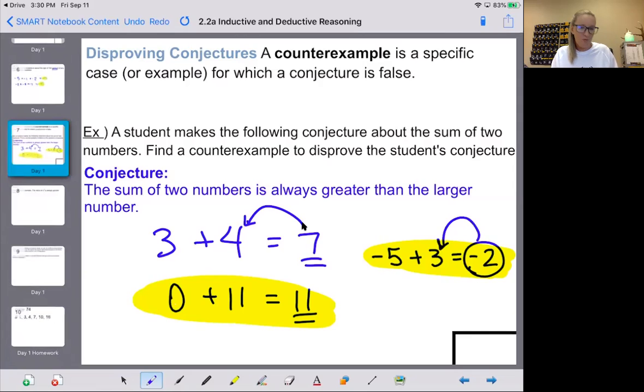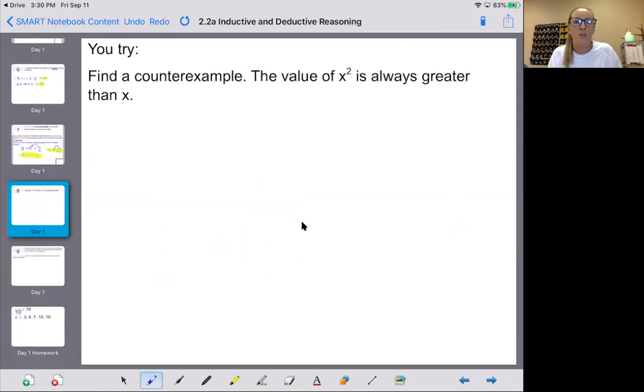All right, we're almost done actually. Let's try another one. So find a counterexample. Give me one specific time that it is false. It says the value of x squared is always greater than x. The value of x squared is always greater than x.